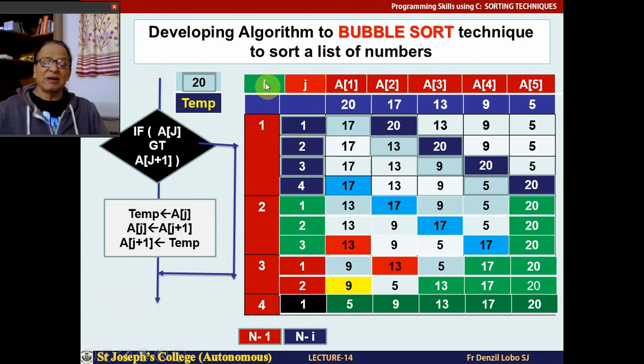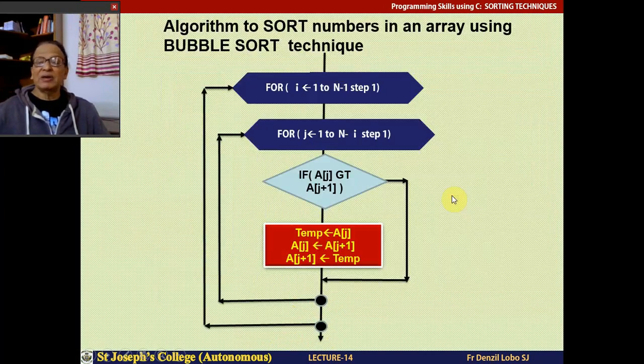Outer loop is in terms of I, for I is equal to, as you see, 1, 2, 3, 4. Our value is 5, therefore n minus 1. So for I is equal to 1 to n minus 1. For j is equal to 1 to n minus I. When I is equal to 1, 4 times. When I is equal to 2, 3 times. When I is equal to 3, 2 times. When I is equal to 4, 1 time. So this becomes the algorithm to sort these numbers in an array using bubble sort.